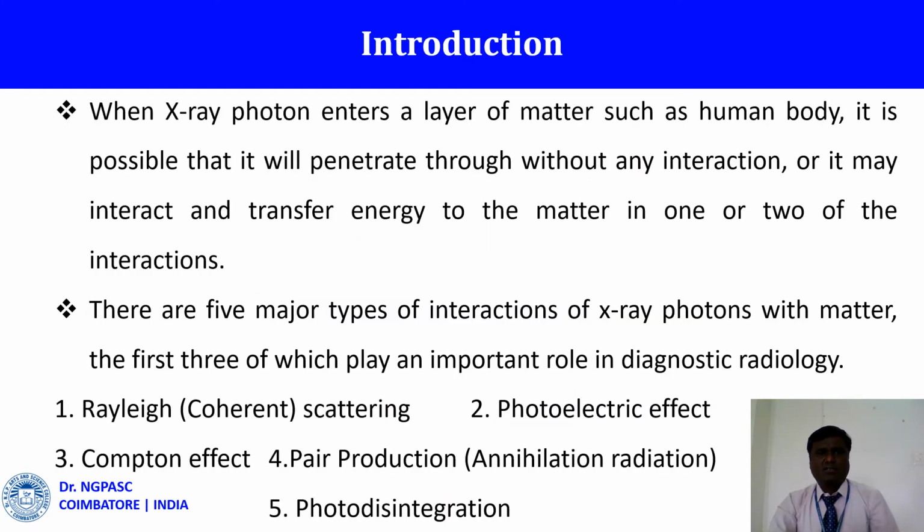Introduction. When photons interact with matter, the photon energy is fully absorbed or scattered. There are five major types of interactions that may occur. First one is coherent scattering, second is photoelectric effect, third is Compton effect, fourth is pair production, fifth is photodisintegration.